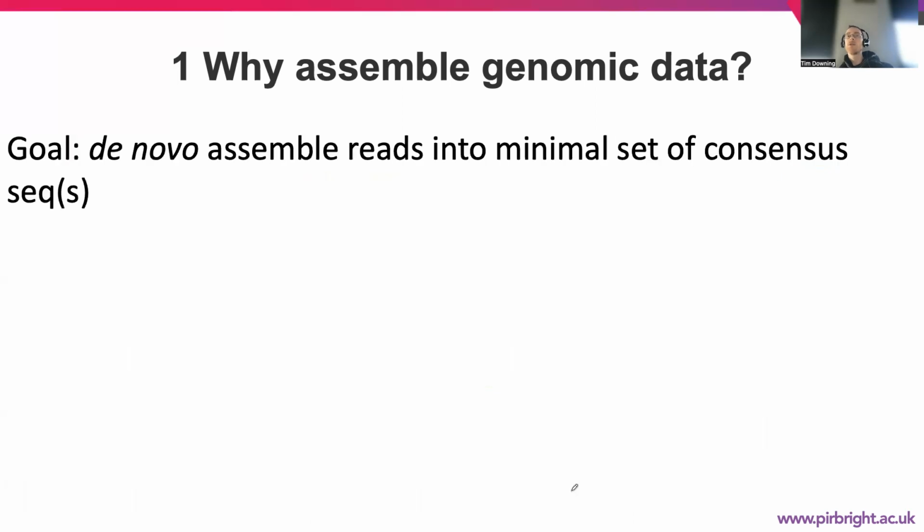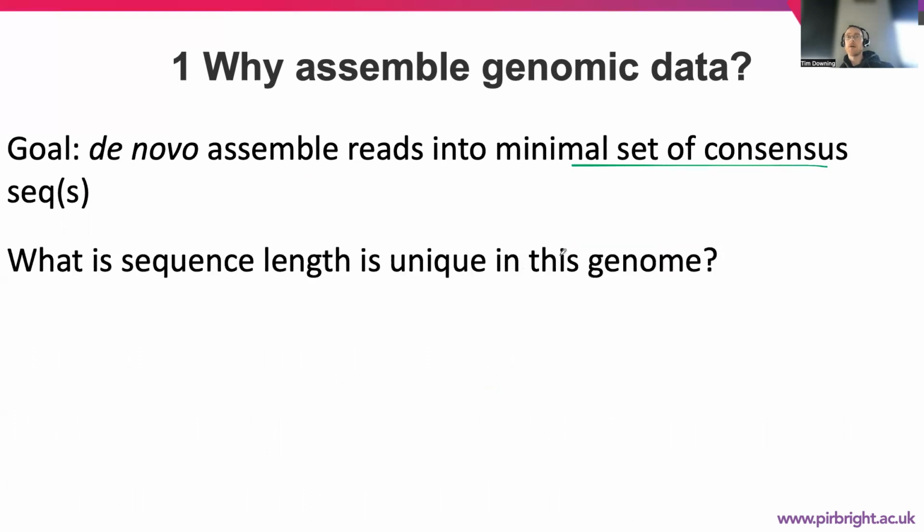So what is genome assembly? Genome assembly is the conversion of a set of reads containing redundant sequences into the minimal set of consensus sequences reflecting the diversity in that original set of reads. So we might specify, for our context, for this particular genome, what sequences are unique for this set of reads in our genome.